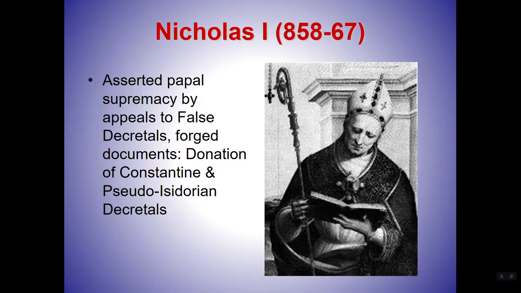All right, the next significant pope is about a half a century later, Nicholas I, and he is known for asserting papal supremacy by appealing to a series of documents that he believed to be true, and yet history determined that they were forgeries, and therefore they called them the false decretals. Included in these documents were the donation of Constantine and the pseudo-Isidorian decretals. Okay, what are we talking about here?